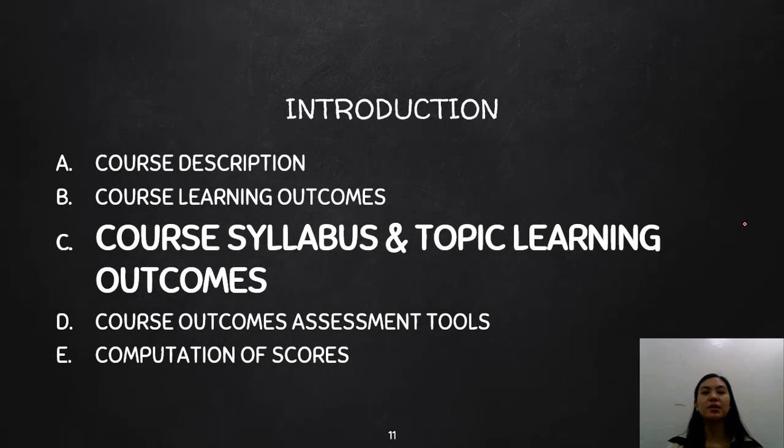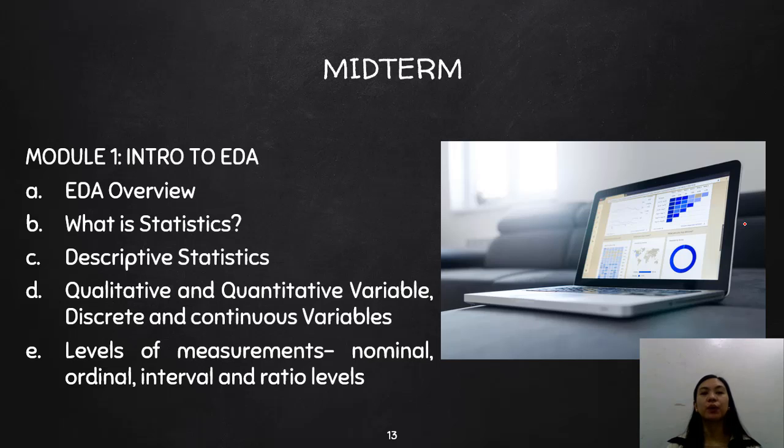So the third stop is your course syllabus and of course the topic learning outcomes. During the midterms, we will be covering first your module number 1, which is simply an introduction to engineering data analysis. The overview of the course, what is statistics, descriptive statistics, what is the difference between qualitative and quantitative variables, and of course discrete and continuous variables, and how you can differentiate different types or levels of measurements that will include your nominal, ordinal, interval, and ratio levels.